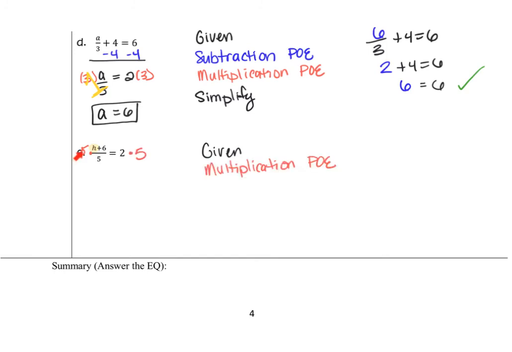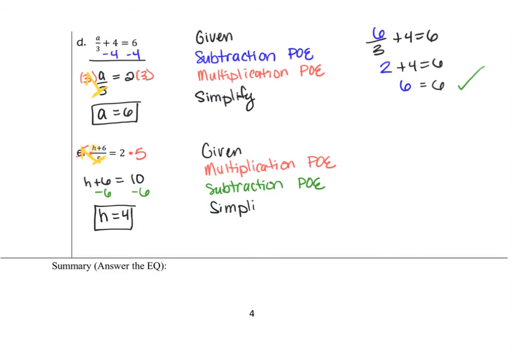So when I do that, this 5 on top and this 5 on bottom will divide out to be a 1. And I will be left with h plus 6 on the top. And then 2 times 5 is 10. So h plus 6 is equal to 10. And now I have addition. So I'm going to use subtraction to isolate the h. That will leave me with h is equal to 4 for my answer.